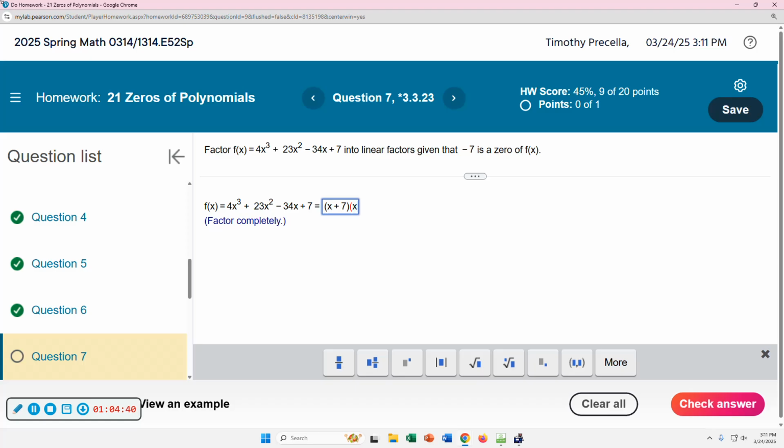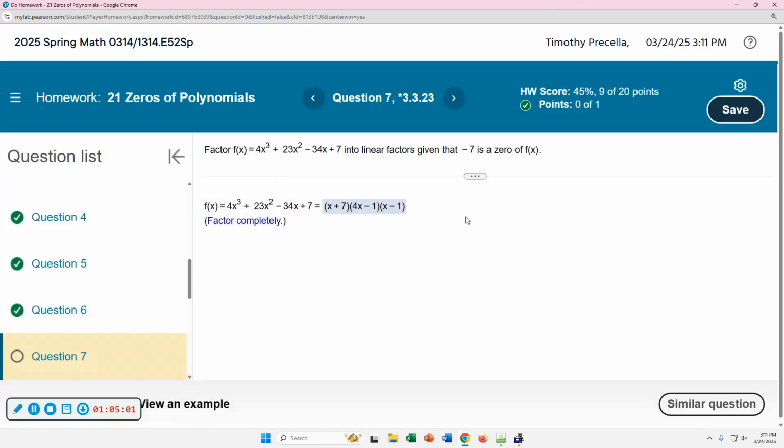X. Now realize the order doesn't matter. You could write 4x minus 1 next as long as you have 4x minus 1. As long as you have the exact same thing inside the parentheses, the order does not matter.